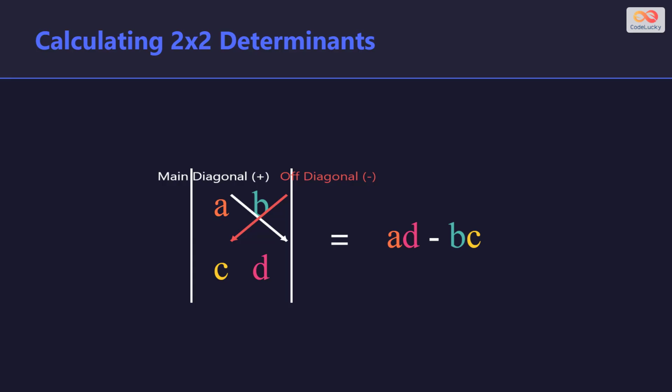Now, how do we calculate those small 2x2 boxes? It's simple. You multiply the top left number by the bottom right number. Then, you subtract the product of the top right and bottom left numbers. It's essentially main diagonal minus off diagonal, AD minus BC.